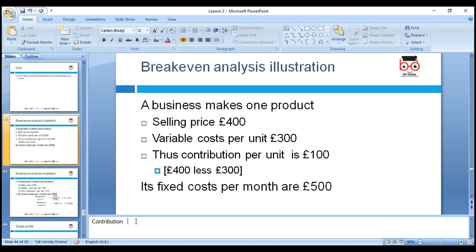First of all, we need to calculate the contribution. Contribution is the difference between selling price and VC, the variable cost. So how much is my selling price? 400, yes? Yes. What costs me as a variable cost? 300. Contribution is £100 per unit, yes? Yes. So what is my fixed cost?